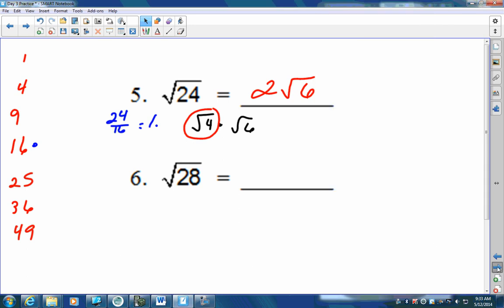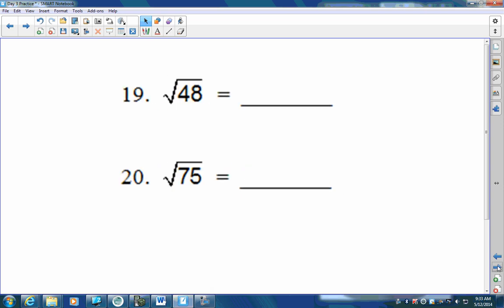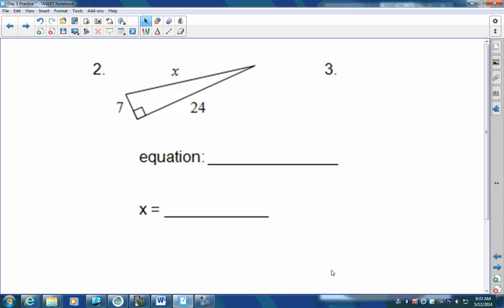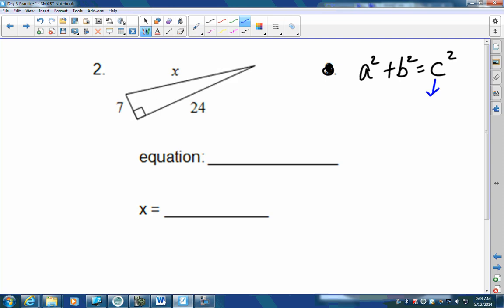Now, look on the right-hand side of your paper. I'm going to do the evens over here on this side. We're looking at right triangles. We need to remember with right triangles, we can always use the Pythagorean theorem. A squared plus B squared equals C squared. Please remember that C squared, the C is the hypotenuse. It is the longest side, and it is the side opposite the 90-degree angle.